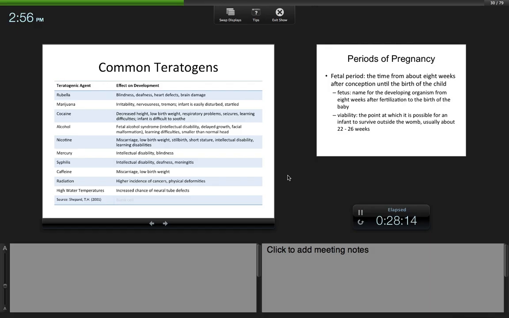Okay, nicotine, so smoking can cause miscarriage, low birth weight, stillbirths, short stature, intellectual disability, and learning disabilities in kids. Mercury can cause intellectual disability and blindness. So if you've heard don't eat fish, this is where it comes from. Syphilis can cause intellectual disability, deafness, and meningitis. Caffeine can cause miscarriage and low birth weight. Radiation, a higher incidence of cancers and physical deformities. High water temperatures, an increased chance of neural tube defects. Right? Teratogen, anything that can impact it.